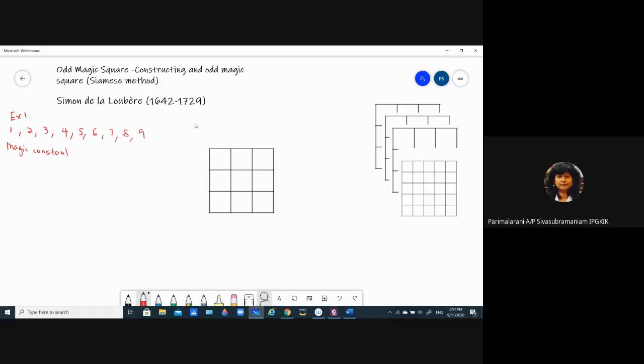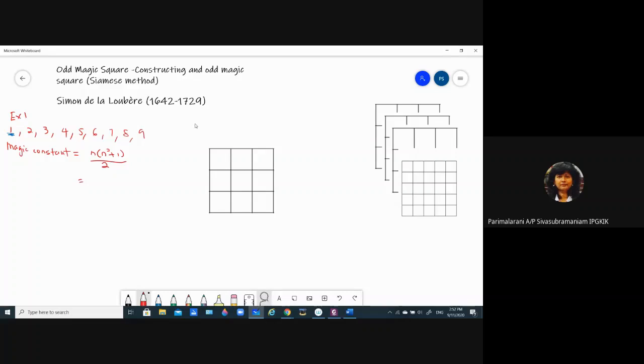How do we find the magic constant? What is the formula? N times n square plus 1 over 2. Why are we using this formula? Because the first term is 1 and they are all consecutive numbers. So that is why we are using this formula.